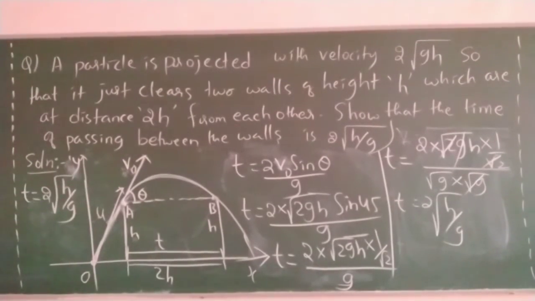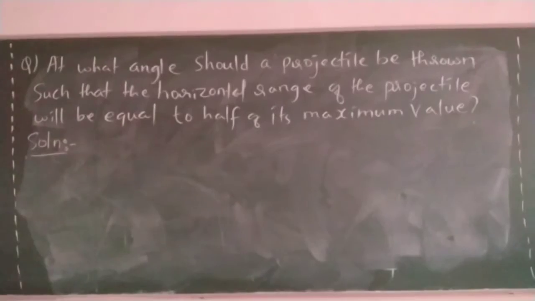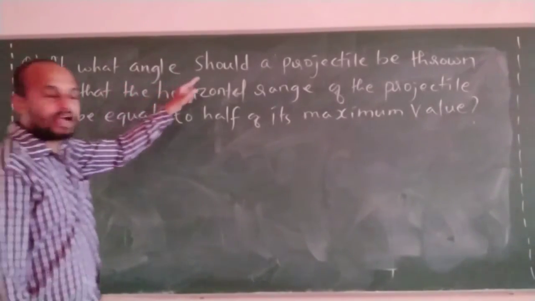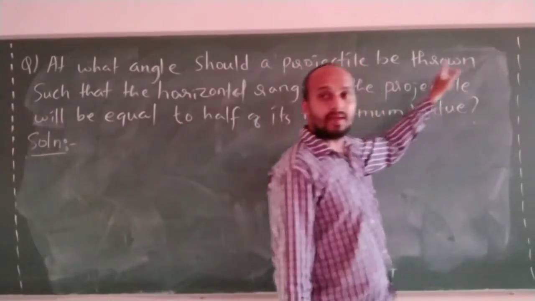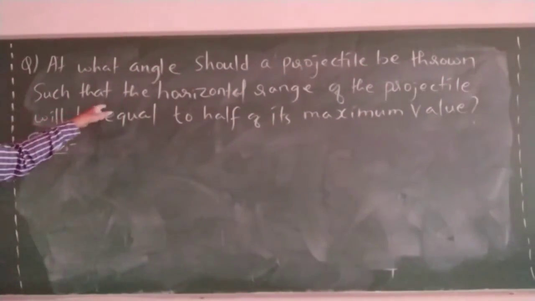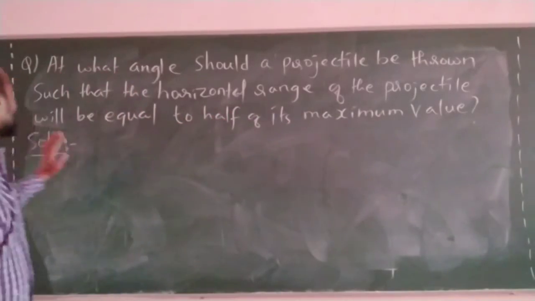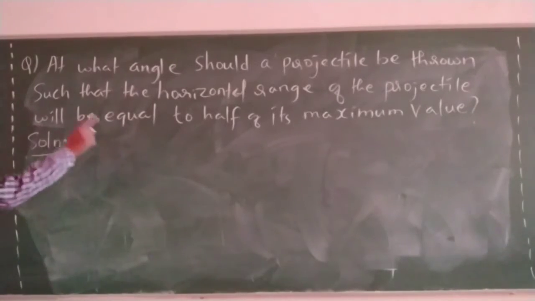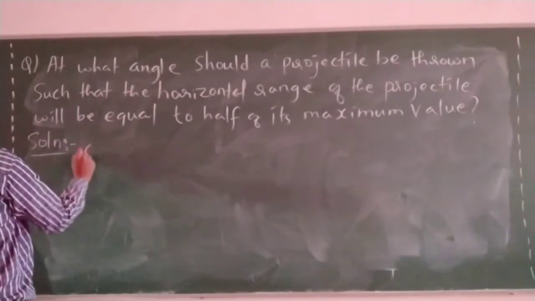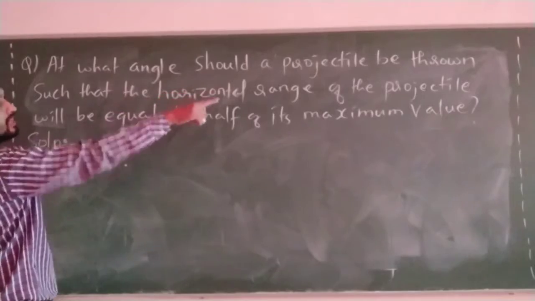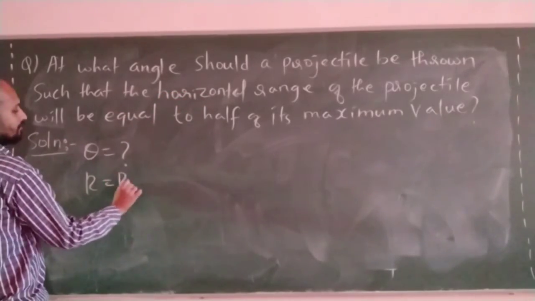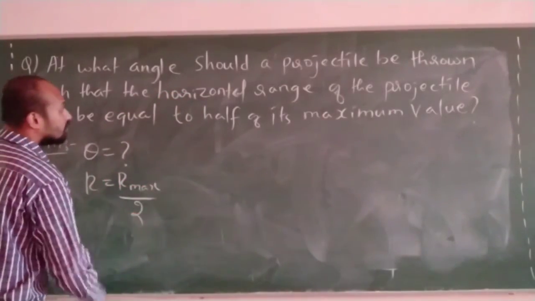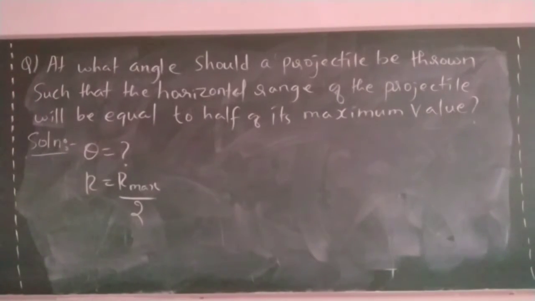So keep remember this formula, sometimes it might be useful for you. See here, one simple question we have. At what angle should a projectile be thrown such that the horizontal range of the projectile will be equal to half of its maximum value? I must throw a projectile at a particular theta such that the range will become R max divided by 2. Correct? No? So see here.